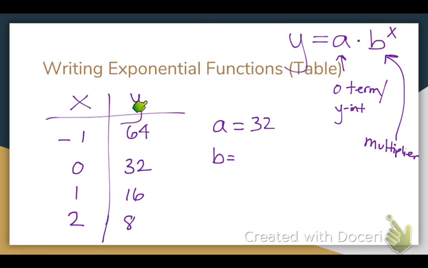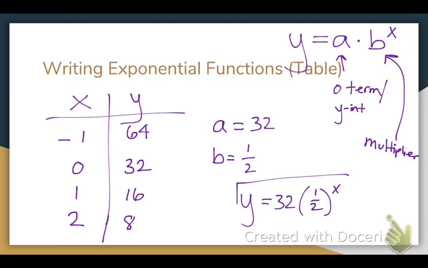What about b? What are we multiplying by to get from 64 to 32 to 16 to 8? 1/2. Good. Divided by 2, which is the same thing as times 1/2. Perfect. So when we plug these in the equation, we get y equals 32 times 1/2 to the power of x. Final answer. Notice that I have to put 1/2 in parentheses. If you do not put 1/2 in parentheses, it will be incorrect, because that would not imply that the x goes to both the top and bottom of that fraction.